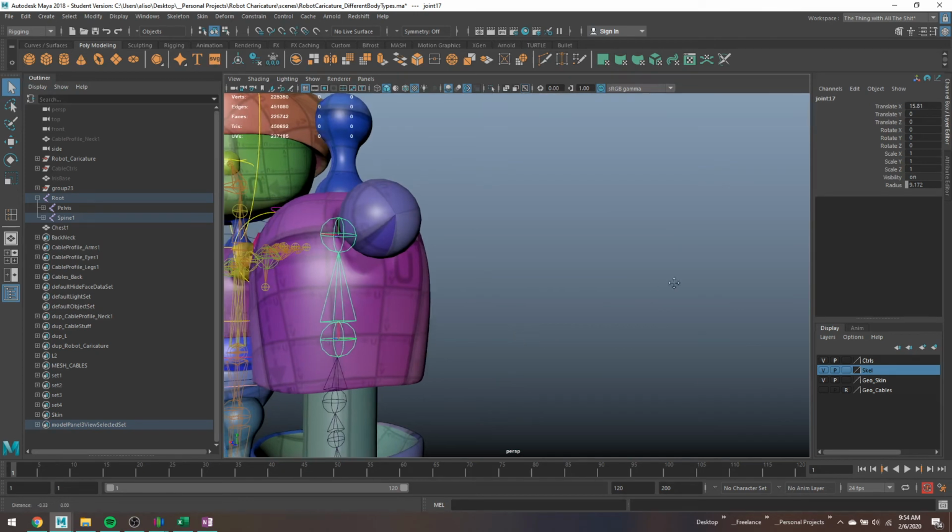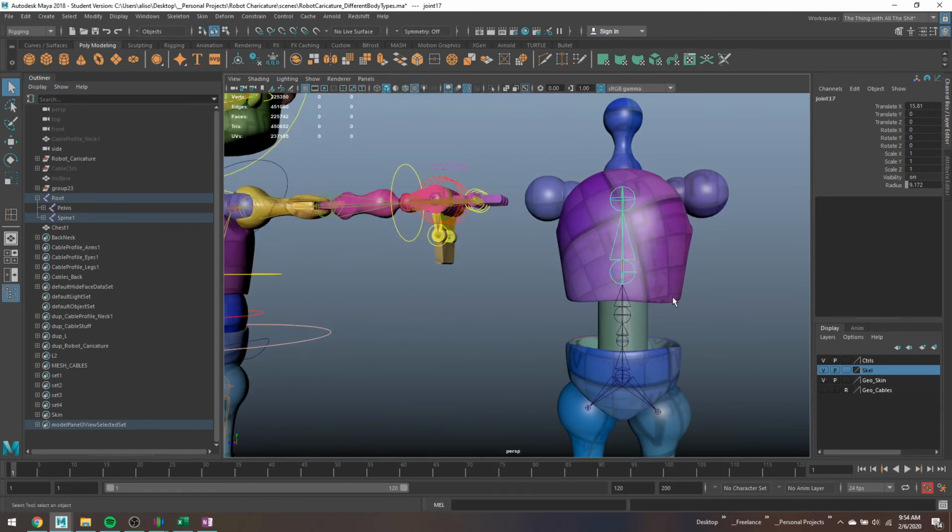Hopefully it sort of does, but just think, where do you want your character split? What qualifies as the upper part of the body and what qualifies as the lower part of the body? And put your root joint where you want that.